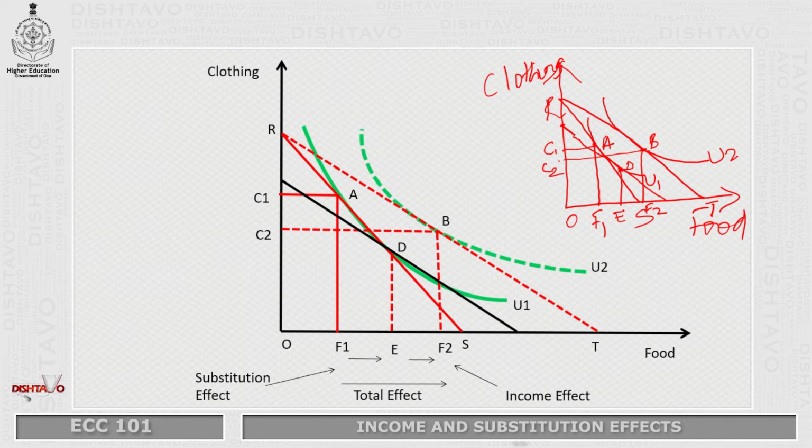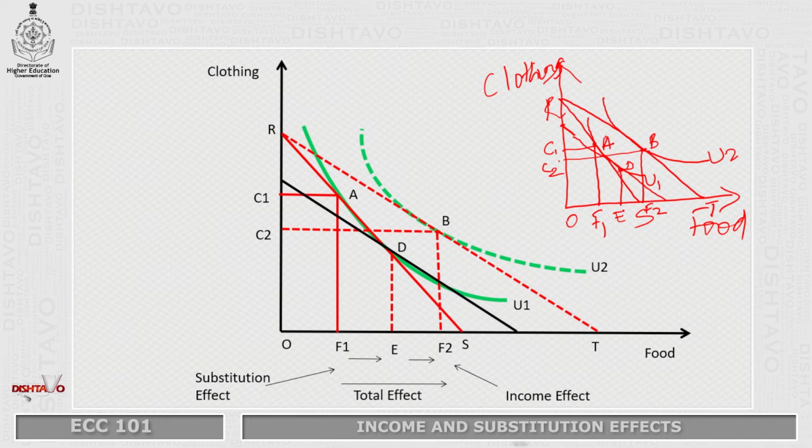The total effect is the change in consumption of food because the price of food has fallen, and the total effect is F1 to F2. Okay, consumption of food has increased. Now, this total effect we have to divide between the two, substitution effect and income effect. The substitution effect is shown from F1 to E, and the income effect is shown from E to F2.